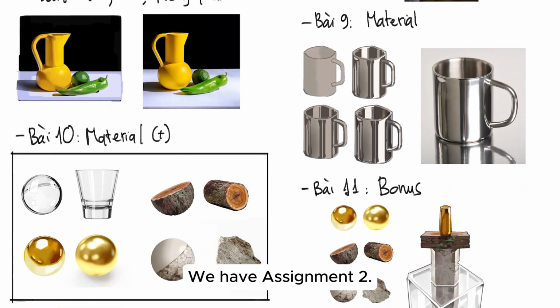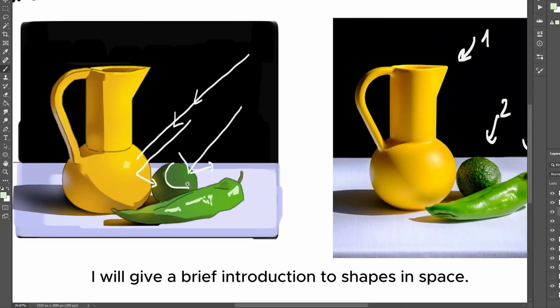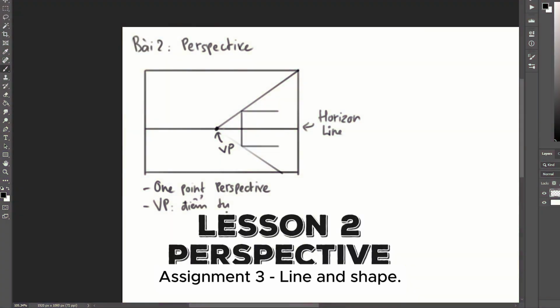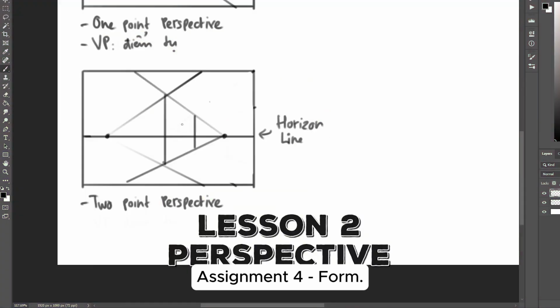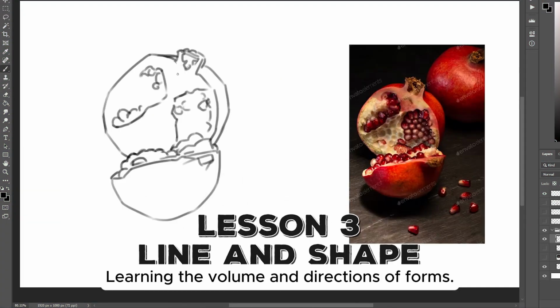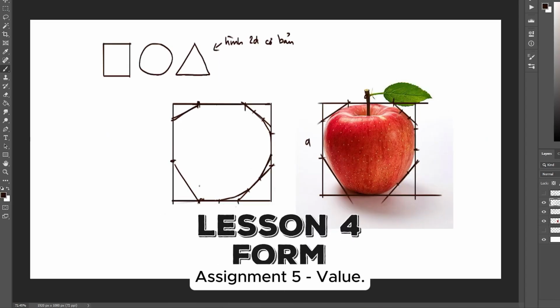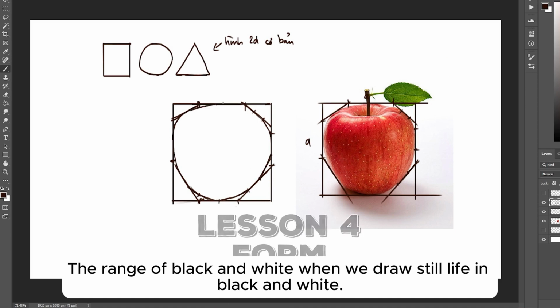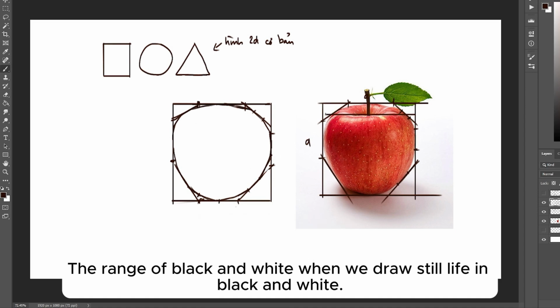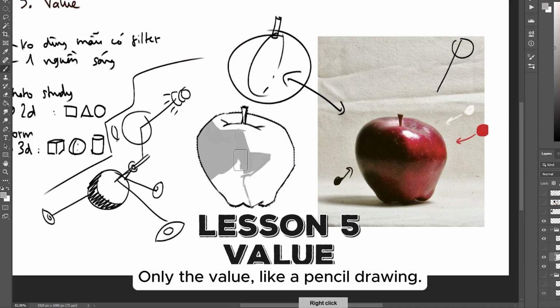We have assignment 2. I will give a brief introduction to shapes in space. Assignment 3, line and shape. Assignment 4, forms, learning the volume and directions of forms. And we will analyze it like this. Assignment 5, value. The range of black and white when we draw still life in black and white. Only the value, like a pencil drawing.